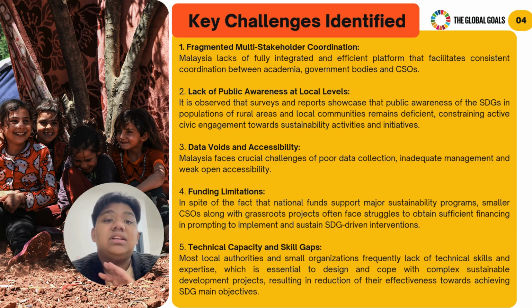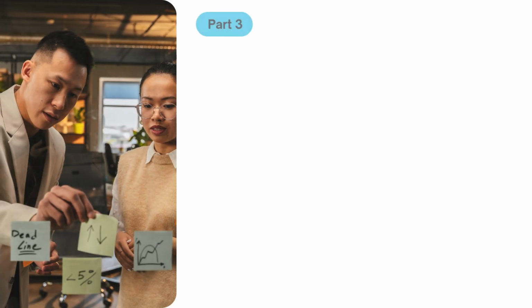And the last key challenge identified is technical capacity and skill gaps, where most local authorities and small organizations often lack the technical skills and expertise that are essential to design and cope with complex sustainable development projects, which results in a reduction of their effectiveness towards achieving the main SDG objective.